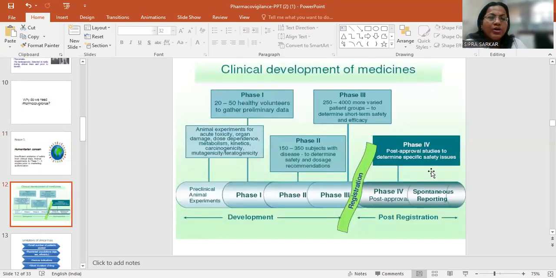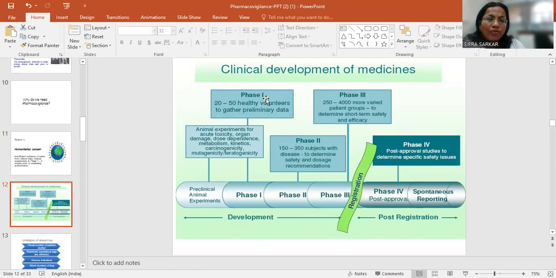So, in the clinical development of medicine, we have seen phase 1, phase 2, phase 3, and phase 4. In phase 1 of drug development, 20 to 50 healthy volunteers are gathered. Before that, in preclinical animal experiments, they were tested for acute toxicity, organ damage, doses, dependence, metabolism, carcinogenicity, mutagenicity, and therapeutic effect. If the drug passes this data, then we go to phase 1 with human volunteers.